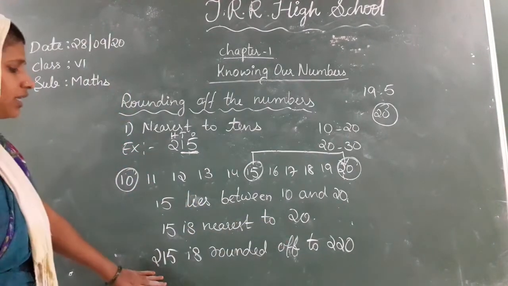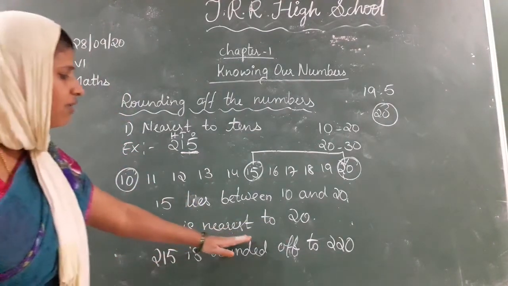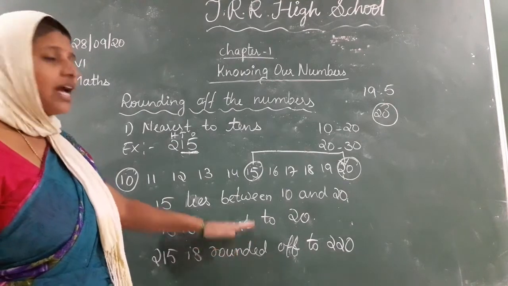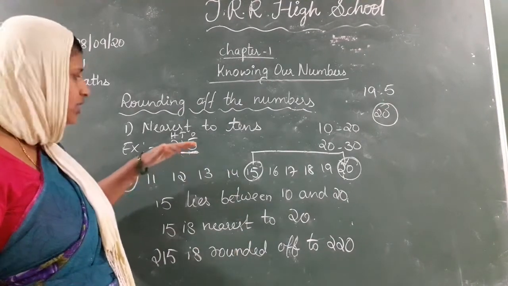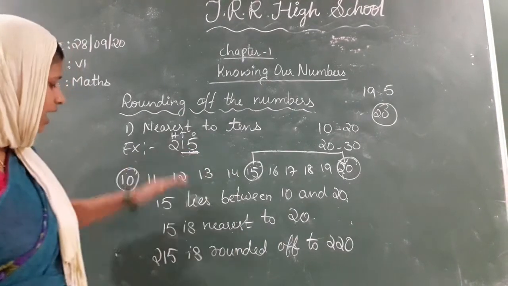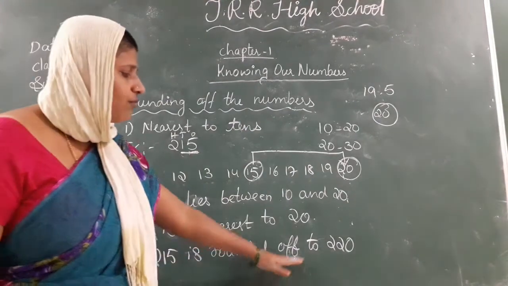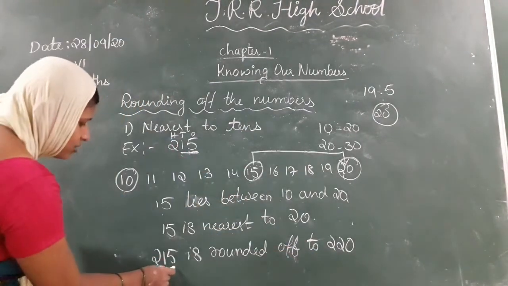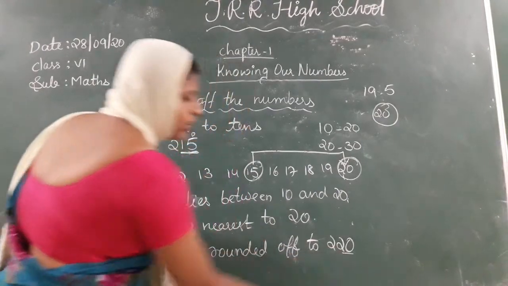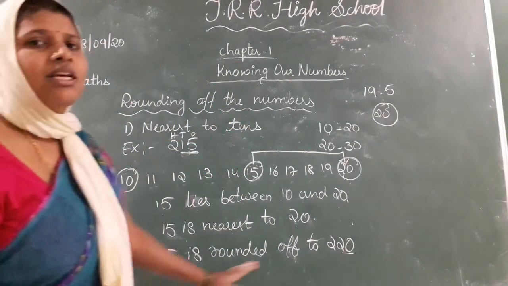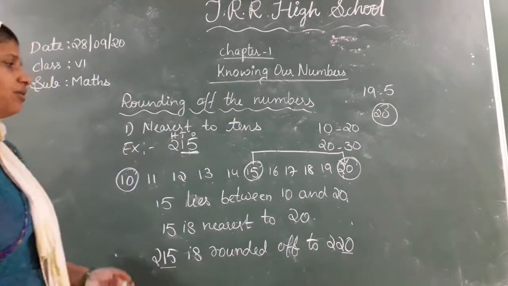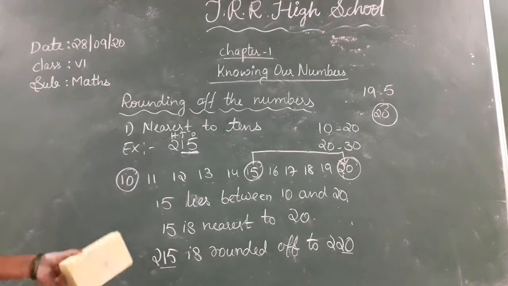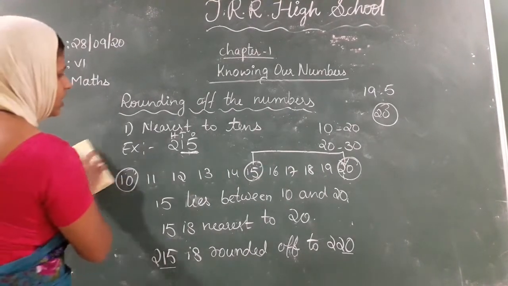Now when I am writing the conclusion, simply don't stop up to here only. Why? Because the actual number is 215. So with this only you have to conclude. So 215 is rounded off to 220. So in place of 15 I am writing 20 and the 2 will remain the same. Is it clear, children? Now, this is the case where a 3-digit number is given.